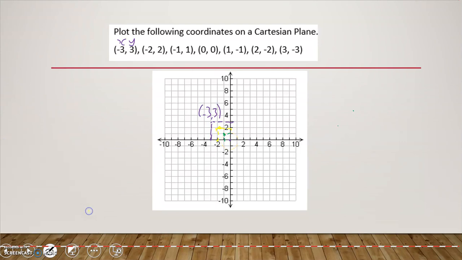So I start at x is 1 and I go down until it intersects with y is -1, and that is the point. My next coordinate is (2, -2), so I start at x is 2, I go down because y is negative, and then I go across from -2, and where those 2 lines intersect, that is our coordinate. Our final one is (3, -3), so I start at 3, I go down until I intersect with the line from y is -3, and that is our coordinate. Now it's really important when graphing these that your coordinate is right where those lines intersect.